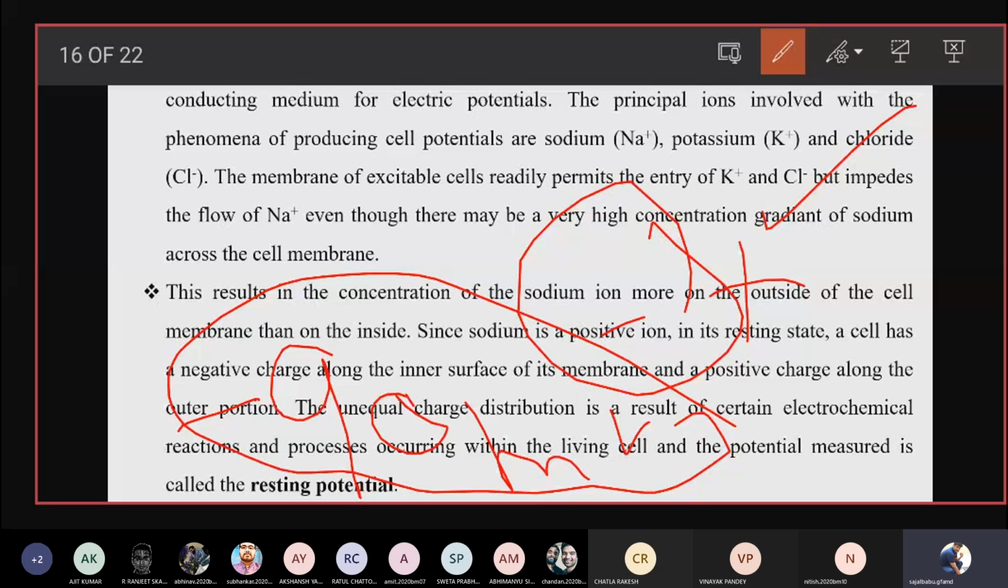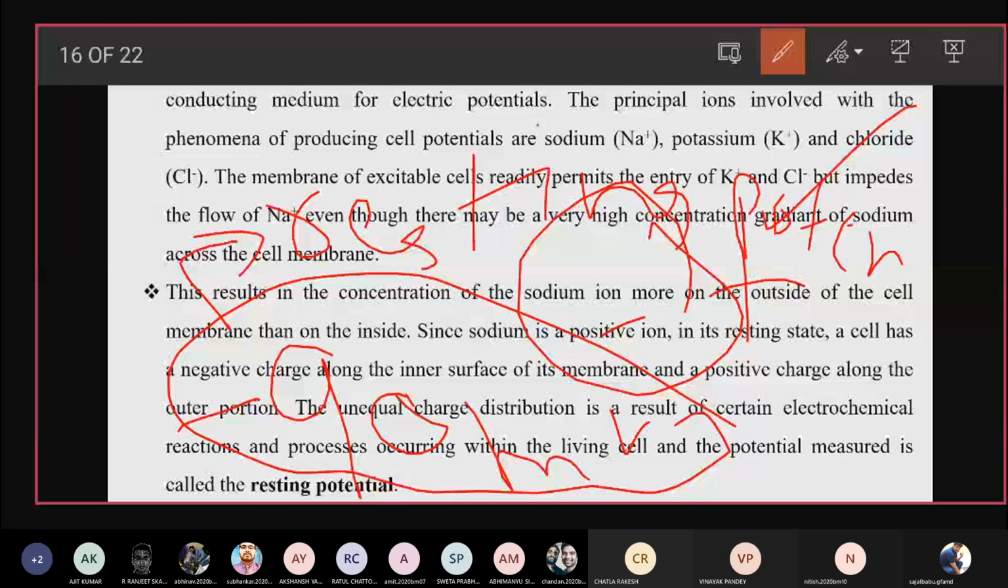Okay, and what is this 90 millivolts called? This is called the resting potential. This voltage is known as your resting potential because at this time the cell is at rest, there is no excitation happening. So initially, when the cell is in the rest position, the cell has a potential, and that potential is your resting potential, and the amplitude will be 90 millivolts.